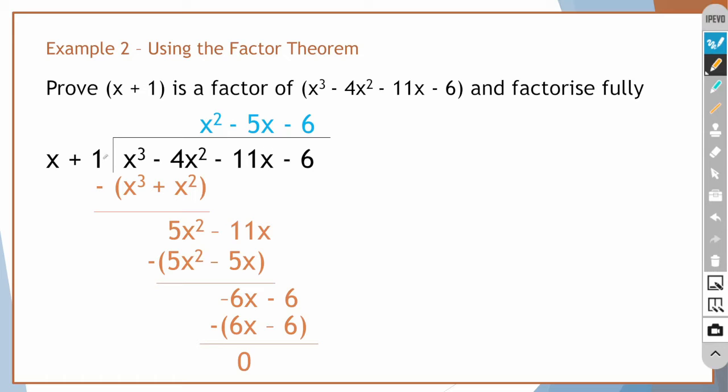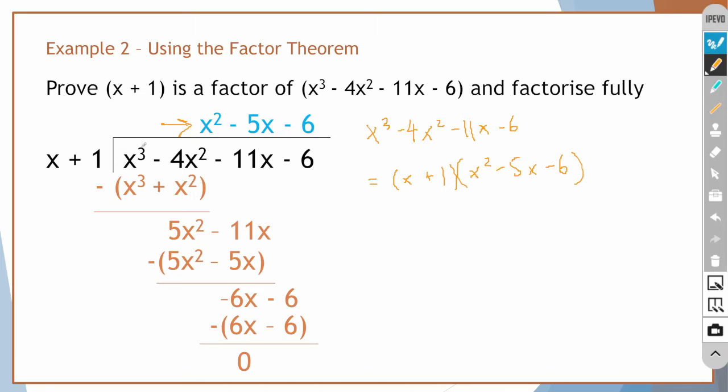So what we're saying here is when we've done this polynomial division, we're left with this function on top, x squared minus 5x minus 6. So what we're saying is x cubed minus 4x squared minus 11x minus 6, the original function, is equal to x plus 1 times x squared minus 5x minus 6.